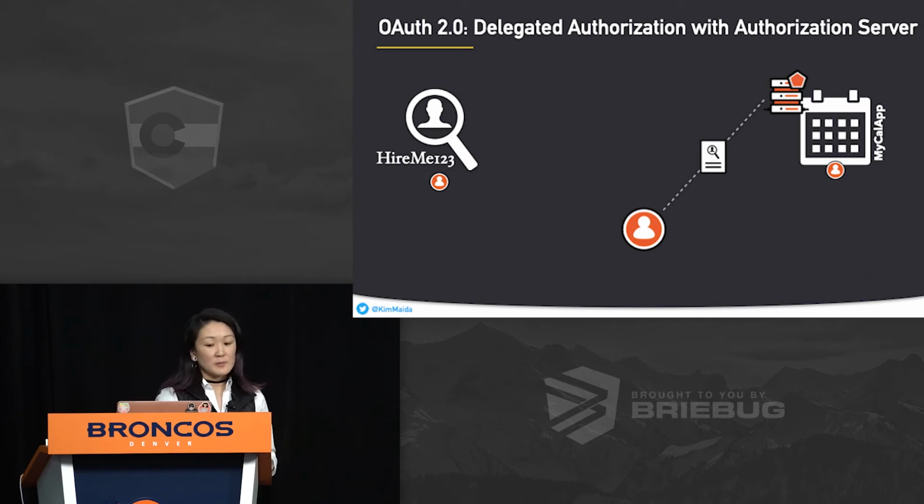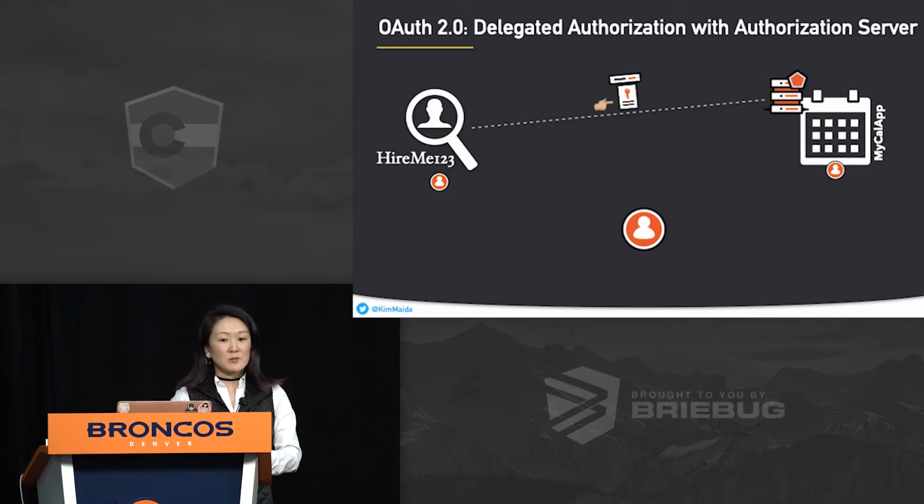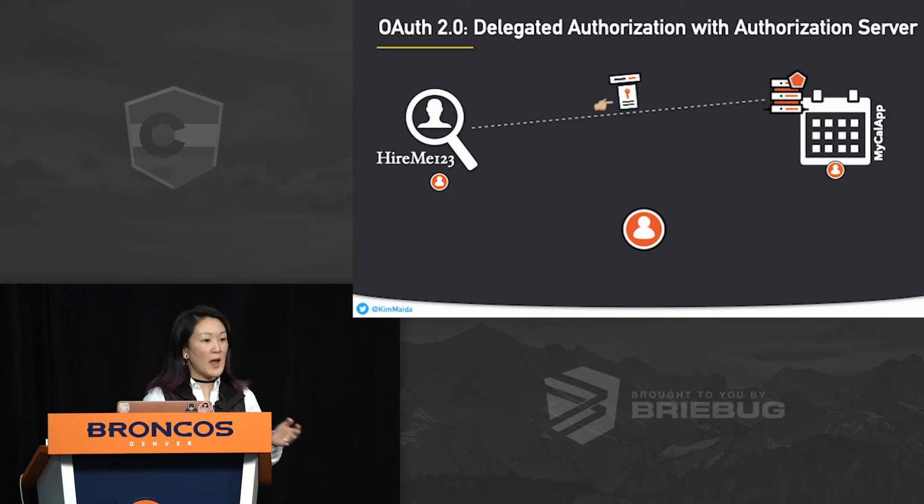And then if you say yes to this, the MyCal authorization server is going to send a code to Hire Me that says the user said this was okay. And then Hire Me is going to take that code, and it's going to send back its own identifying information to say, yes, I am Hire Me, you trust me, you know that I'm going to be asking for access, and we can have this exchange.